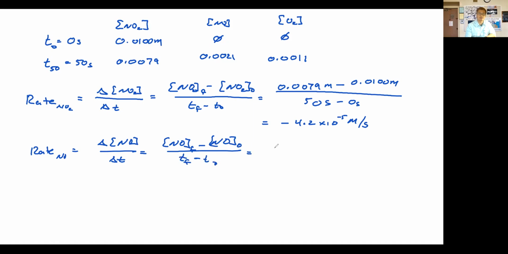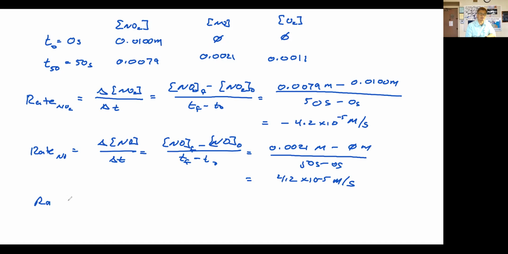And so therefore we're going to have 0.0021 minus 0 molar, all over 50 seconds minus 0 seconds. And I get here a value of 4.2 times 10 to the minus 5 molar per second.